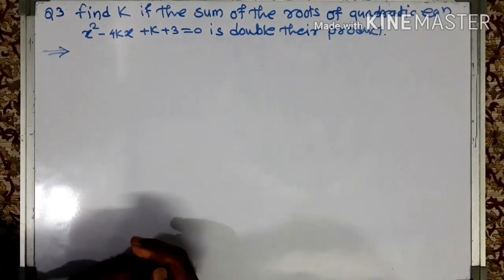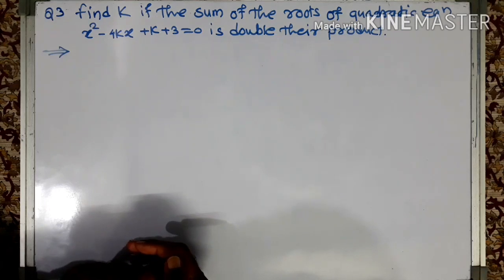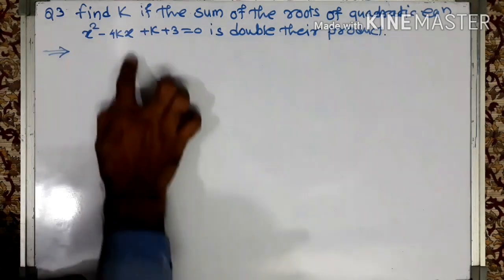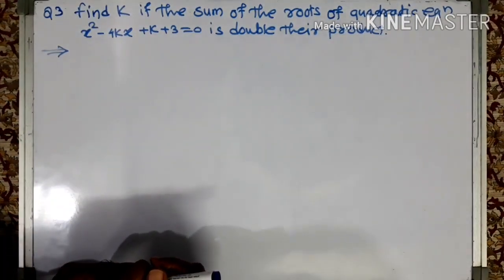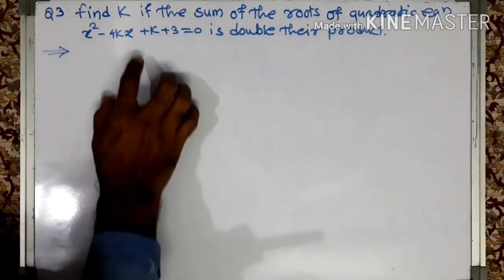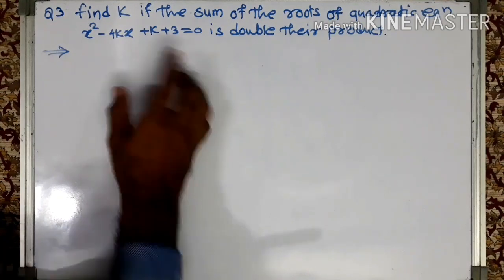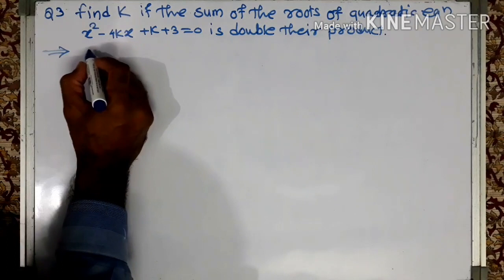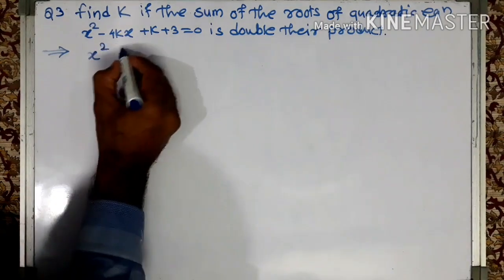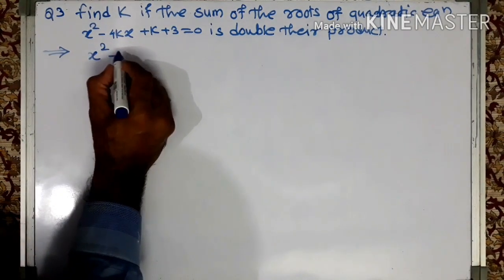Now let us take another question. Find k if the sum of the roots of quadratic equation x square minus 4kx plus k plus 3 equals 0 is double their product. That means sum of the roots of that quadratic equation is double their product. Now let us find that solution, find the value of k.